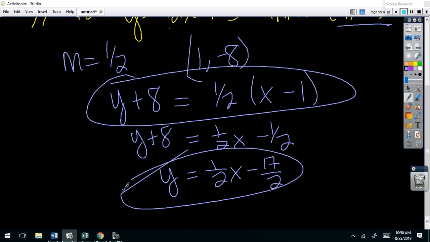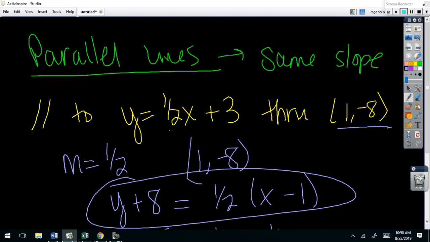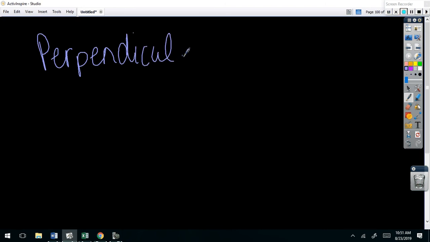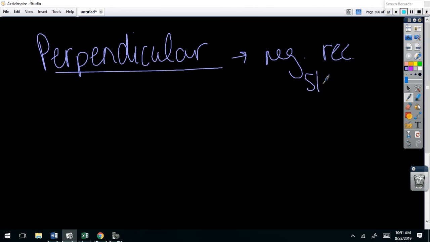What about perpendicular lines? Tell me what that means. Yes, exactly. It is called the negative reciprocal. Flip and switch is what I always call it. Perpendicular means negative reciprocal slopes. What I mean by that is, if it's not a fraction, make it a fraction and flip it, or if it's already a fraction, flip it and then change the sign.